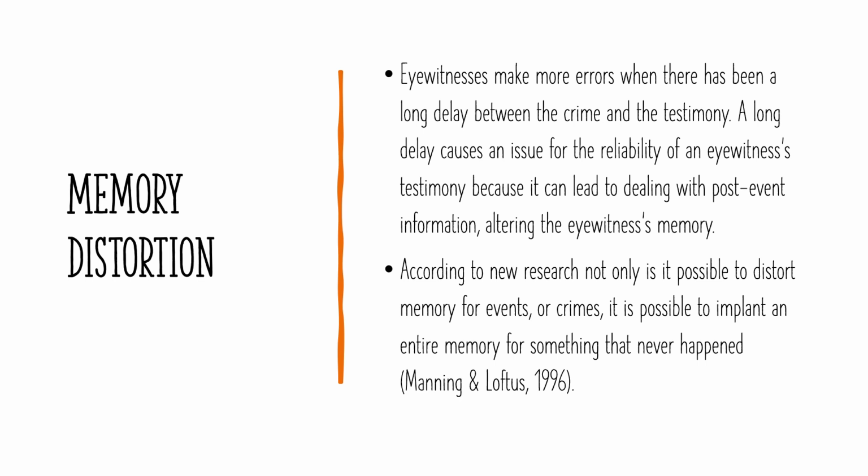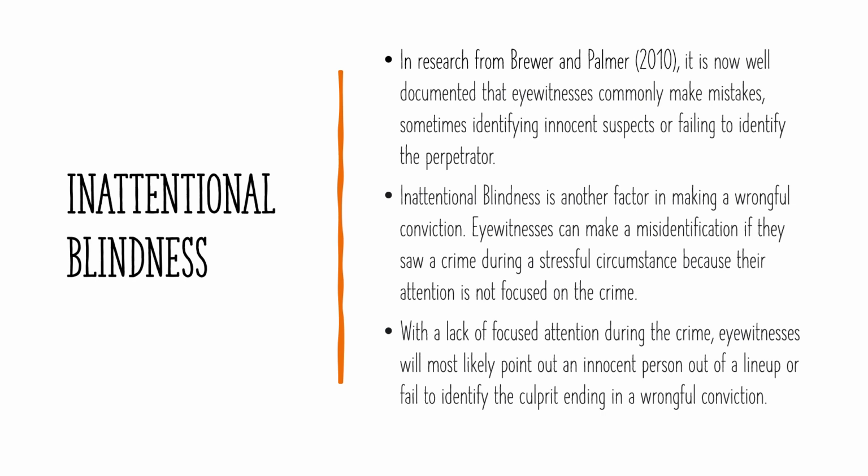According to new research, not only is it possible to distort memory for events or crimes, it is also possible to implant an entire memory for something that never even happened. In research from Brewer and Palmer, it is now well documented that eyewitnesses commonly make mistakes, sometimes identifying innocent suspects or failing to identify the perpetrator.